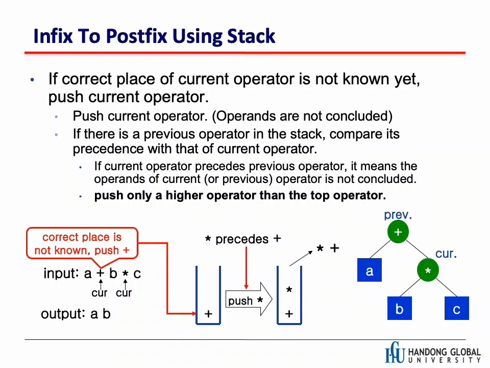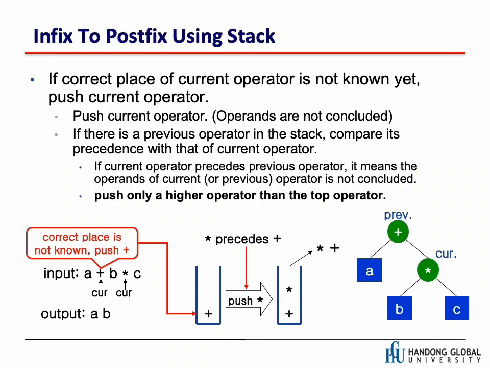In this example, when we meet a, we just print it to the output. Then when we meet the plus, we just push it, because we don't have a previous operator and the right side is not determined yet. What if we have multiplications? Then plus is not the first operator; the multiplication should be done before the plus operator. If it is like a plus b plus c, then we have to evaluate a plus b first. So when we meet the plus operator, we don't know yet, so we push it into the stack. Now we meet b. b is an operand, so we just print it.